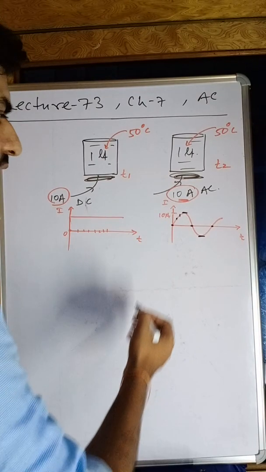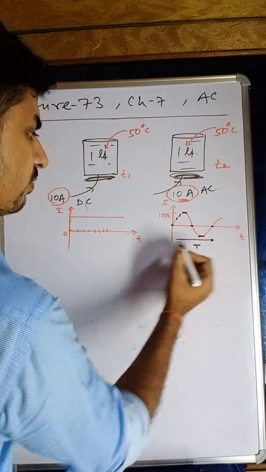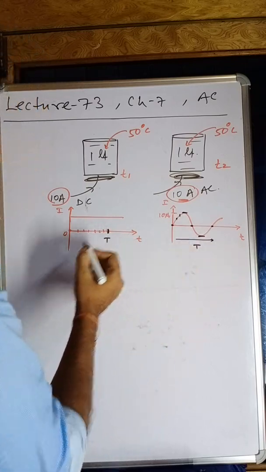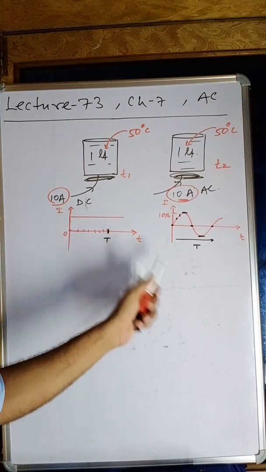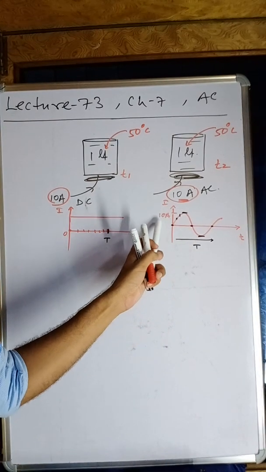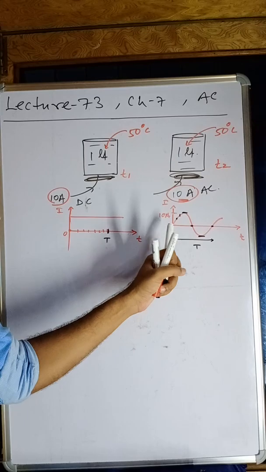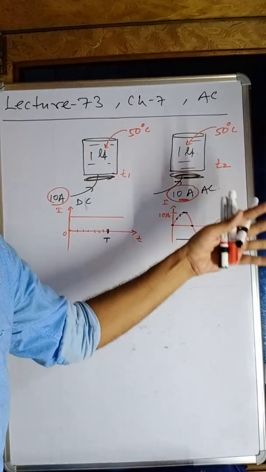It means for the same time, if it is time t for one cycle, whatever may be the time, you will find that for each second this one is supplying the 10 ampere and this one is not supplying the 10 ampere. This is the maximum value, the 10 ampere. It means it will supply below 10 ampere also, but it cannot supply more than 10 ampere. Alright.